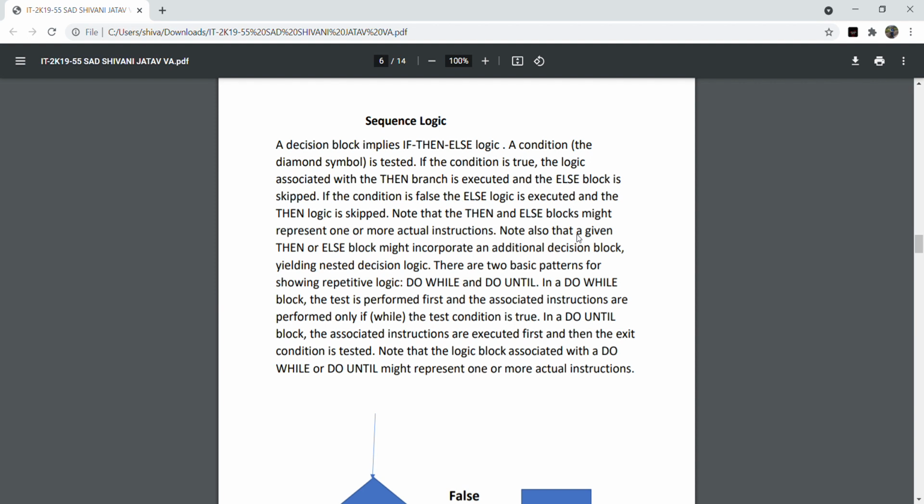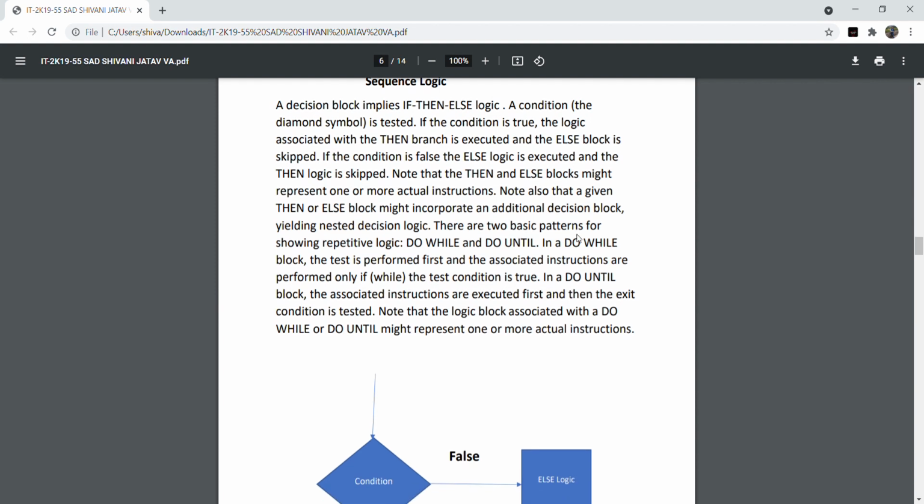Note also that a given then or else block might incorporate an additional decision block, yielding nested decision logic. There are two basic patterns for showing repetitive logic: do while and do until.